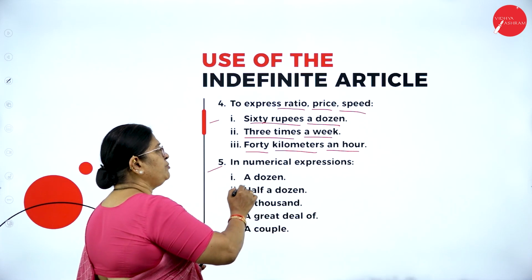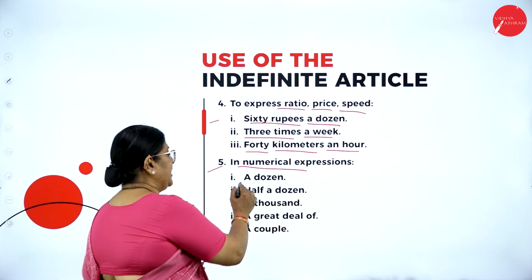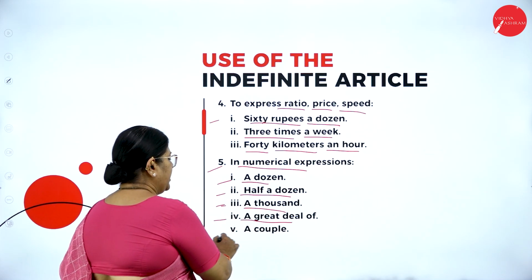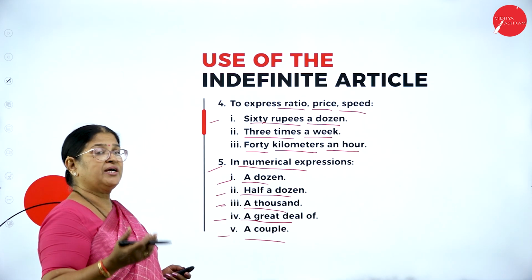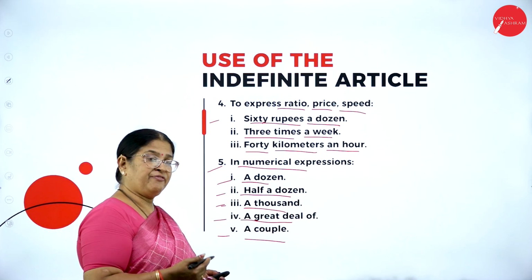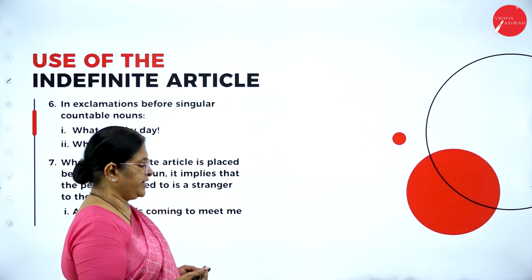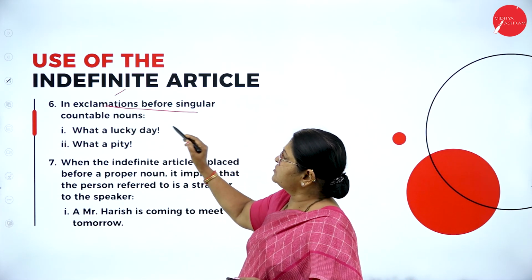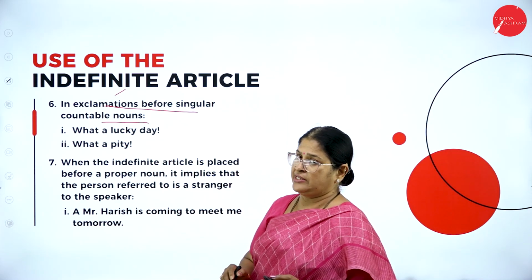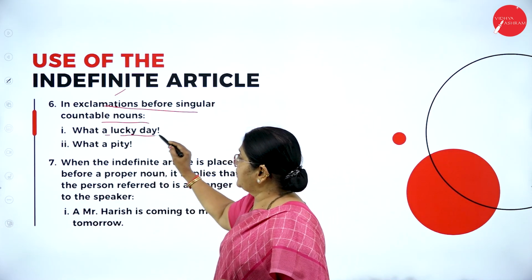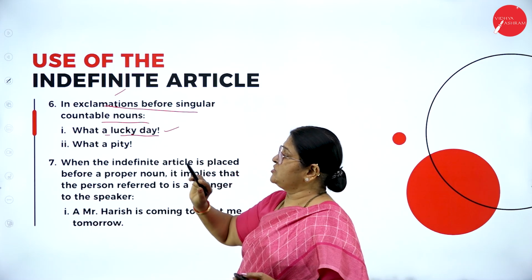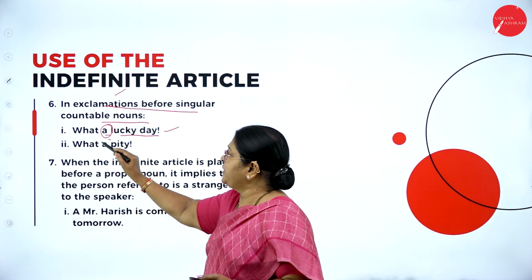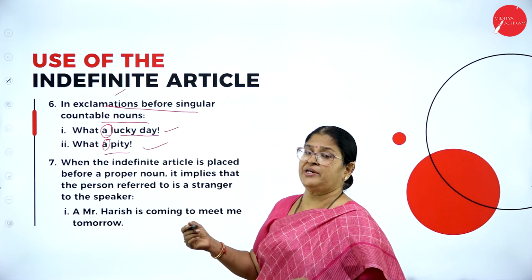Next, fifth, in numerical expressions, that is numbers. A dozen, half a dozen, a thousand, a great deal of, a couple. So in numerical expressions, we use the indefinite article a or an. Next, moving on to the sixth situation, in exclamations before singular countable nouns. For example, what a lucky day. So in exclamations, we are using the indefinite article a. What a pity, you are pitying somebody, what a pity.